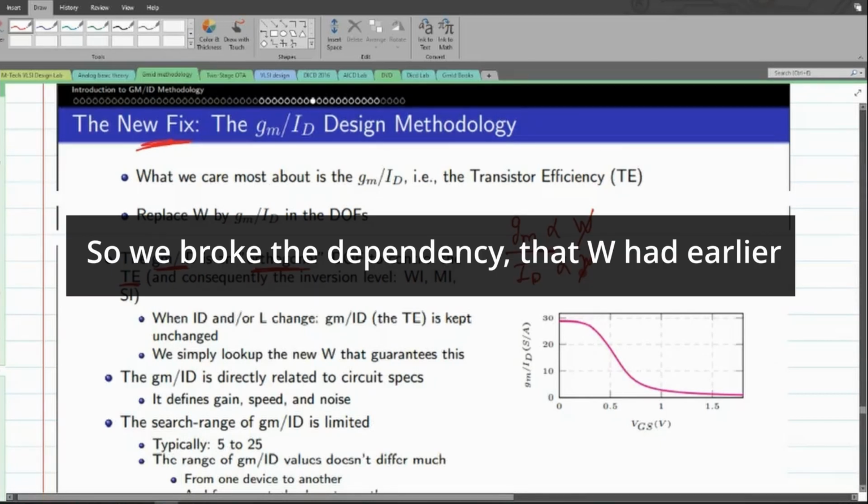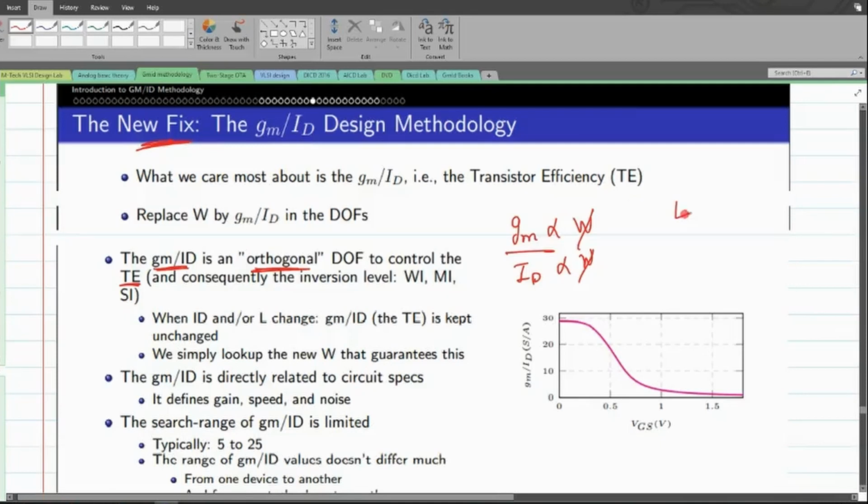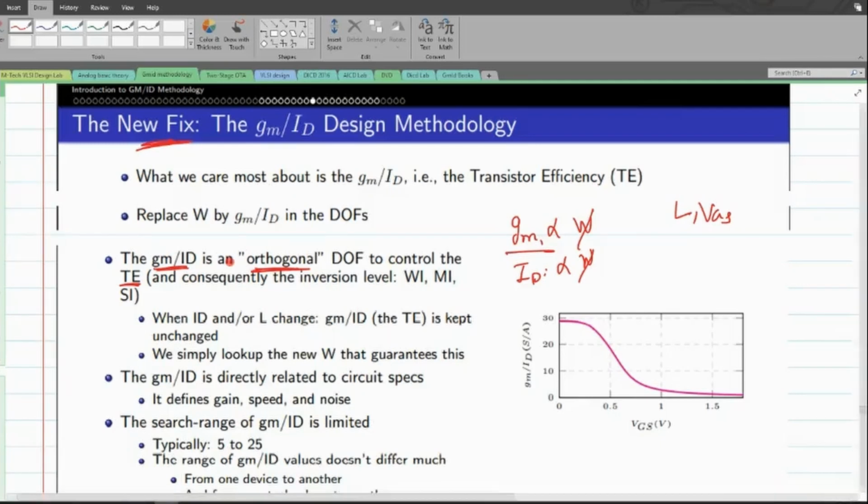Any change in the other variables like the length or the VGS is not going to affect this particular ratio, because even though it depends on the length or the VGS, when we take the ratio, it generally cancels out their impacts altogether. Now let us see how one can use this gm/ID variable for the design.